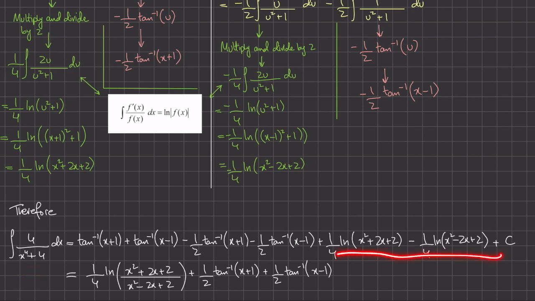The ln terms can be combined, and the similar tan inverse terms can be added, giving us the final answer: 1 over 4 ln of (x squared plus 2x plus 2) over (x squared minus 2x plus 2), plus half tan inverse of x plus 1, plus half tan inverse of x minus 1, plus c. Wow! We just converted one integral into 6 and evaluated it. I know, it's madness.